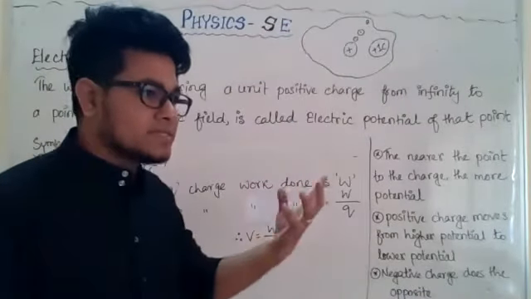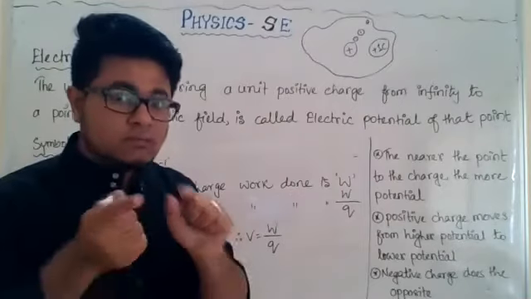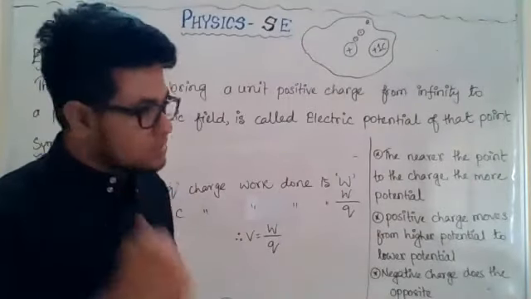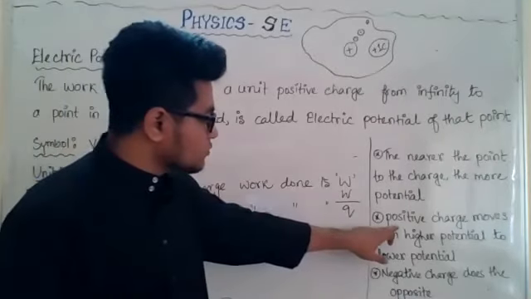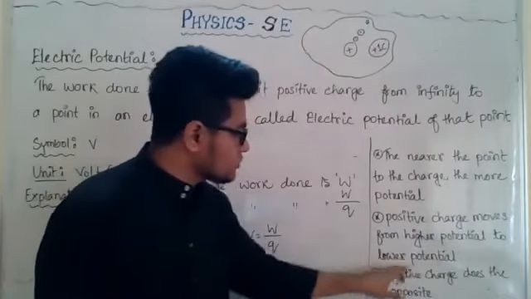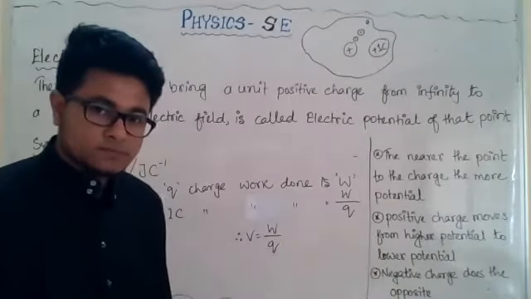So can I say the positive charge moves from higher potential to the lower potential points? I can say this, right? This brings me to the second point. The positive charge moves from higher potential to the lower potential.